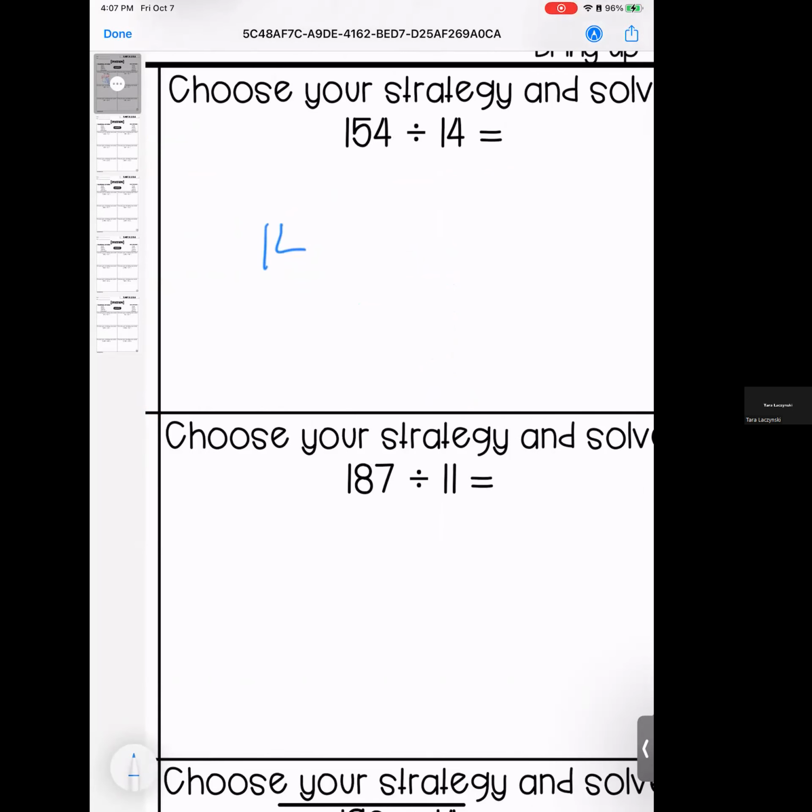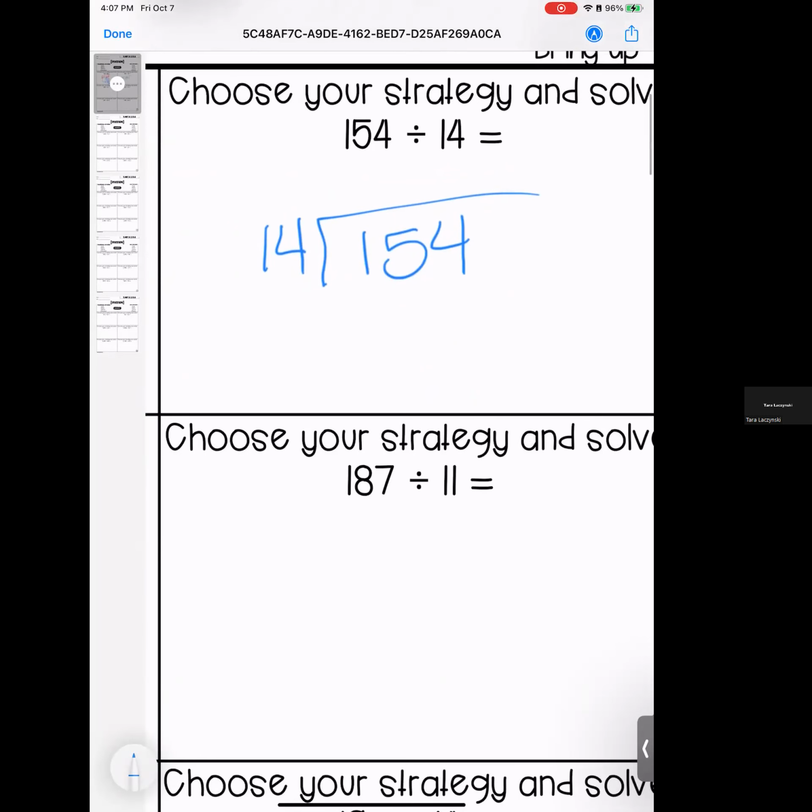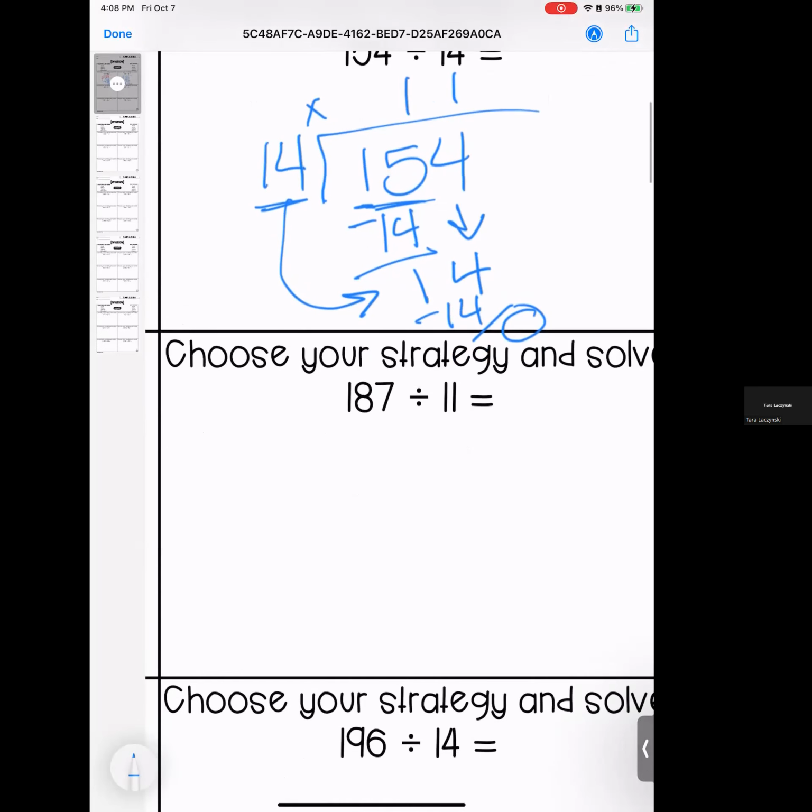Setting this one up, we're dividing 14 into 154. 14 does not go into 1, but it does go into 15 one time. 1 times 14 is 14. 15 take away 14 is 1. Bring down my 4. 14 goes into 14 one time. When I subtract, I have 0. My answer for this one is 11 with no remainder.